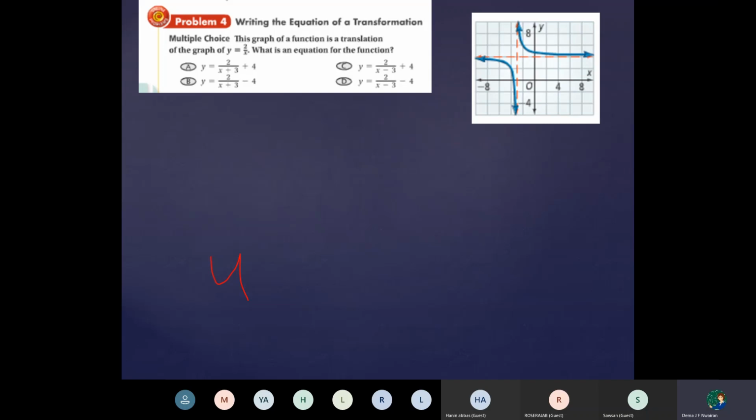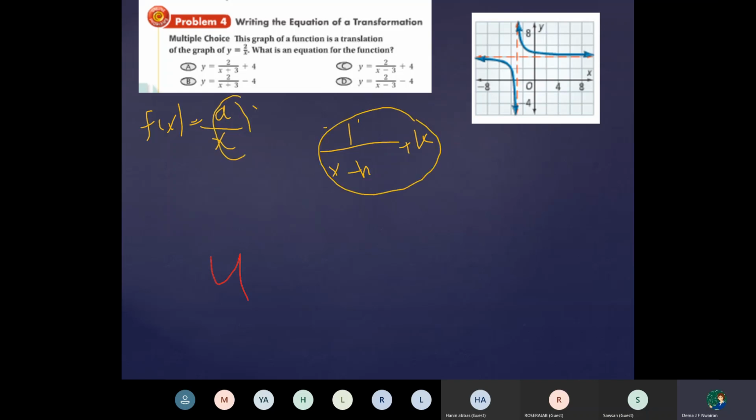If the function is a translation, the first step is to compare it with the parent function. The parent function is f of x equals 1 over x. So if a is 1, the general form will be 1 over x minus h plus k. Sometimes we can combine a over x with the general form, and I can rewrite it as a over x minus h plus k.